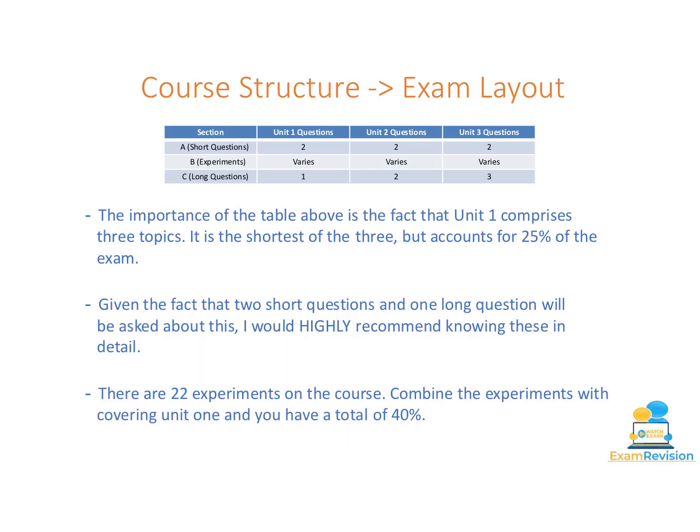Now, why is that important for us? Well, when we look at the course structure and map that across to our exam layout, we can see here for our short answer questions, there are 7 short answer questions in total. 2 of them are going to come from Unit 1, 2 of them will come from Unit 2, 2 of them will come from Unit 3, and then the 7th question can come from any of those units.